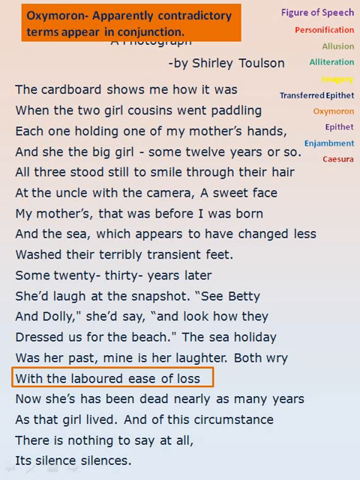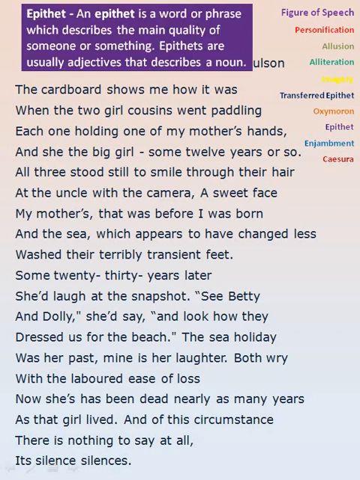Hence it is oxymoron. Epithet. Already we have seen transferred epithet. In transferred epithet, the quality of the adjective actually transfers, whereas in epithet, the quality of the adjective refers to the noun. So an epithet is a word or phrase which describes the main quality of someone or something, and they are usually adjectives that describe a noun.